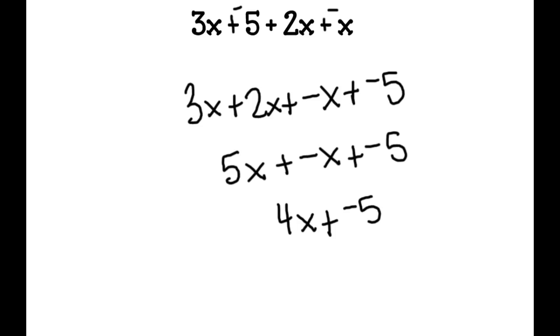Now, 4x plus negative 5, this is where a lot of 7th graders will be tempted to keep going. Do they have the same variable? No, there is an x here, there is not an x here. So they cannot be combined. So I just circle this, and that is my answer.